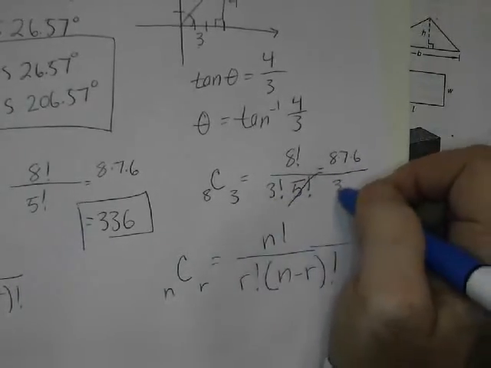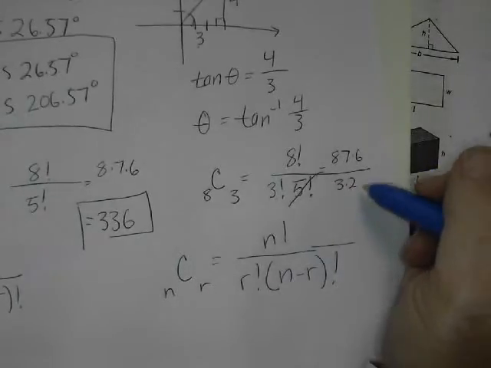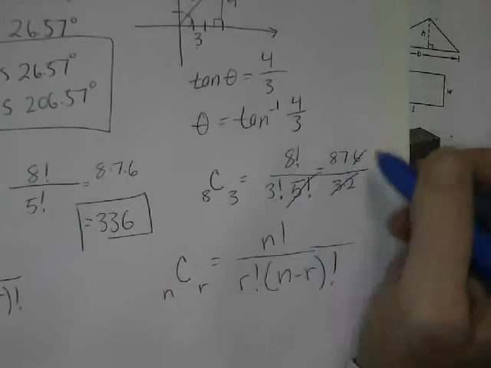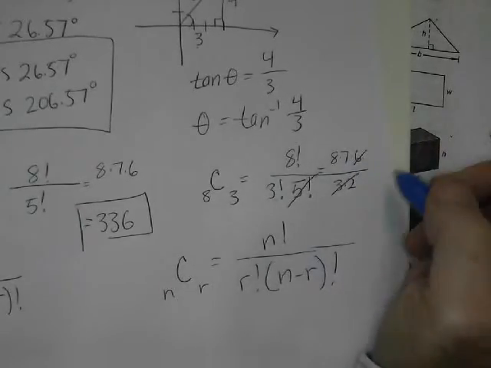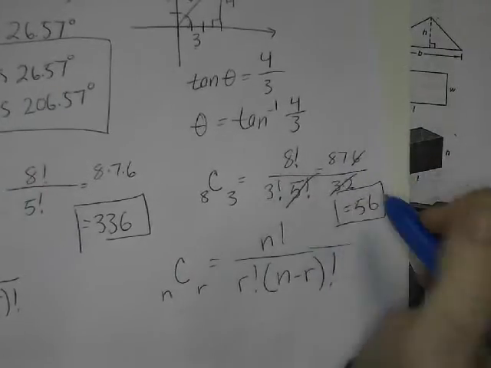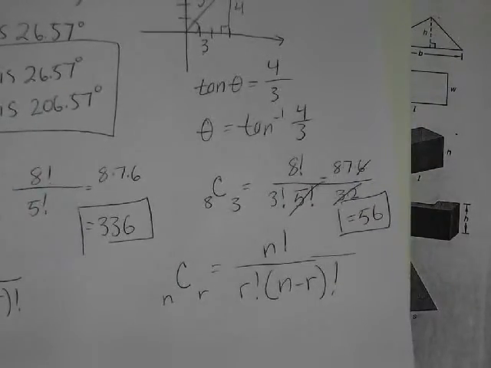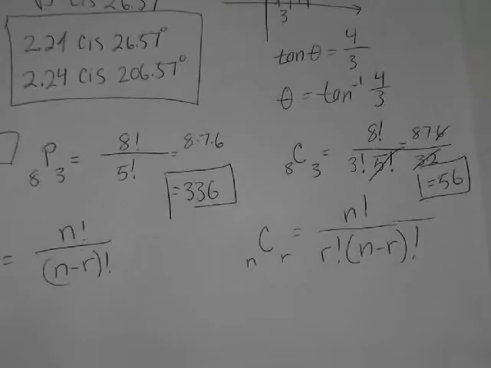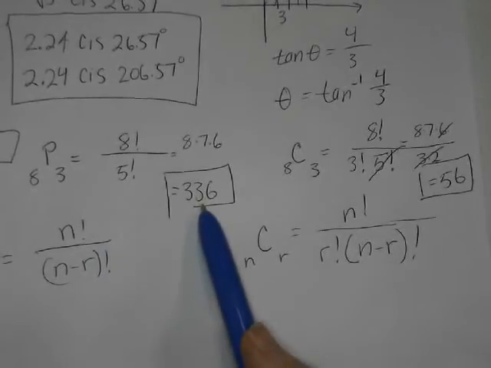I don't want to write the 1. 3 times 2 is 6. So that's nice. Look, it canceled out. So this gives me 8 times 7. 8 times 7 is 56. I think that's it. Let me check it. Yep, it's right. So just use the formulas and get the two answers. The permutation is 336, and the combination is 56.